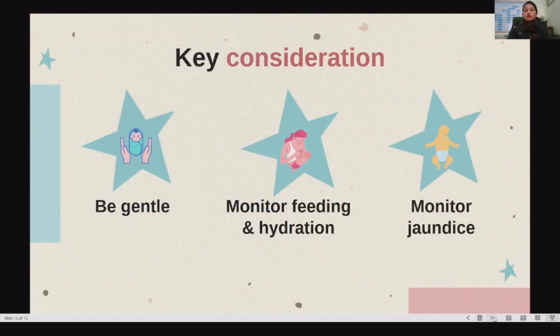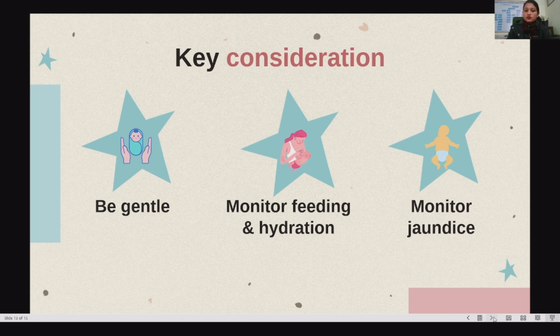So now we should remember the key considerations. We always have to keep in mind these 3 points while doing the newborn assessment. We always have to be very gentle. We avoid unnecessary stress to the baby and monitor feeding and hydration, because we all know that poor feeding can worsen the jaundice.